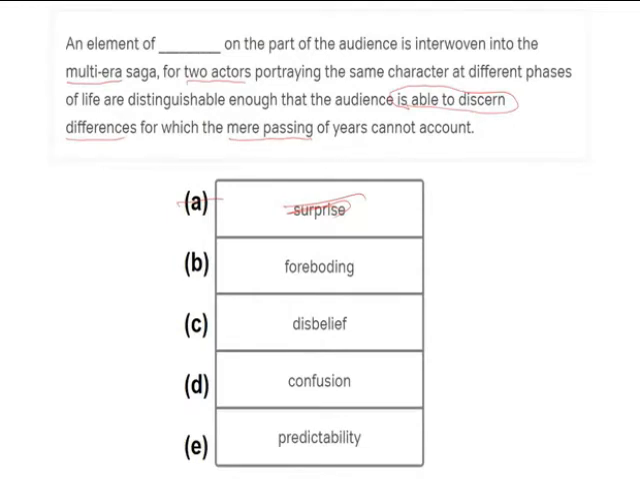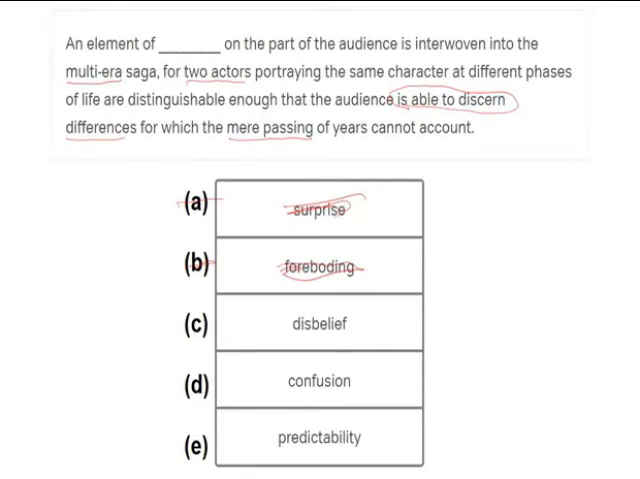Foreboding. Well, the audience will feel foreboding if they feel something bad is going to happen. But all the audience is noticing is that the two actors look enough like two different people that they maybe don't have much of a sense that that's really supposed to be one character. It feels like two actors and not one character. Well, that's not bad. That's not like something bad happening to the character or a prediction that, oh, as the character gets older, something bad will happen to them. So foreboding doesn't fit the meaning of the sentence.